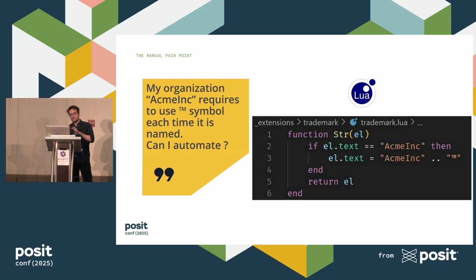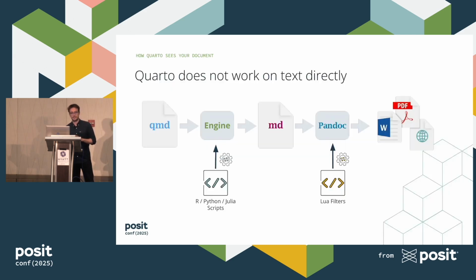So to understand how this function can apply on the document to modify it, we need to take a broader view of the Quarto processing. When you write a QMD document, the first step of the processing will be the computation engine. Quarto will run your code, usually R, Python, Julia code, using the correct engine, and produce an intermediate markdown file. And this is the first step where you, as a user, can interfere with the processing using some custom function with your language of choice in this part.